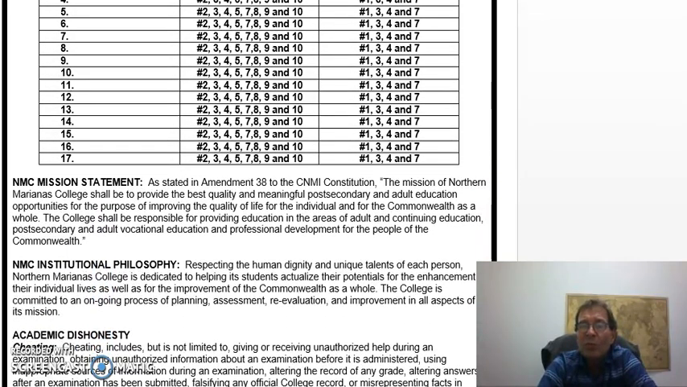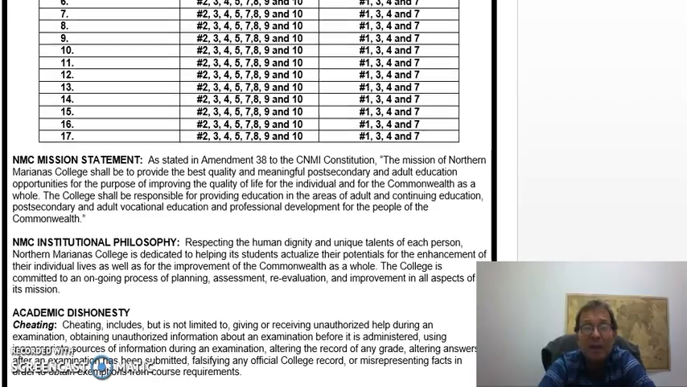The mission statement, hopefully you are gaining some meaningful post-secondary education, and we are trying to provide that to you here at NMC. We are trying to recognize the unique talents of each person, and this is an ongoing process that we're going through here of planning, assessment, and reevaluation and improvement in all aspects of our educational mission. All of this syllabus here is brand new this semester.